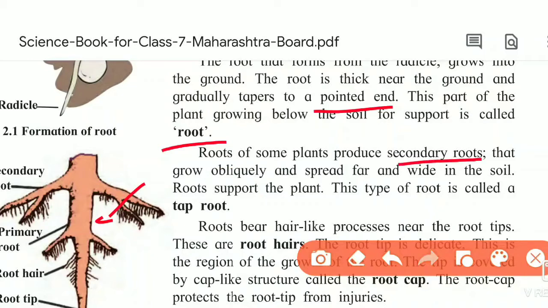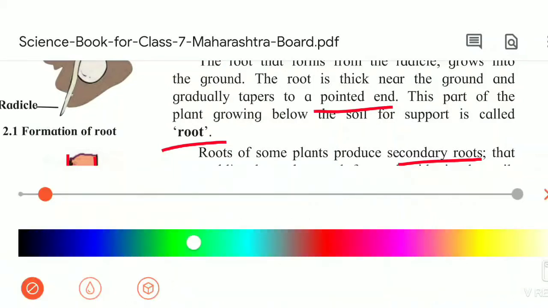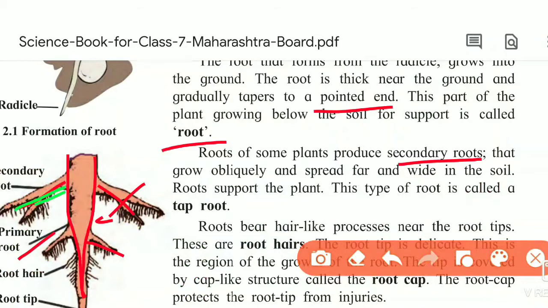If you see the picture, this is the main root, and these are the secondary roots. These I have shown with a different color. These are the secondary roots, that grow obliquely and spread for a while in the soil.